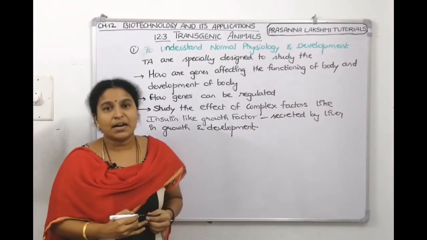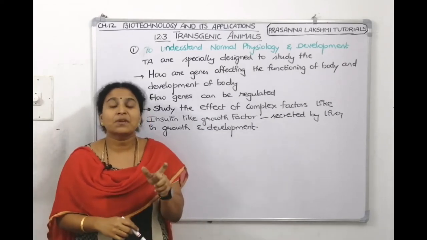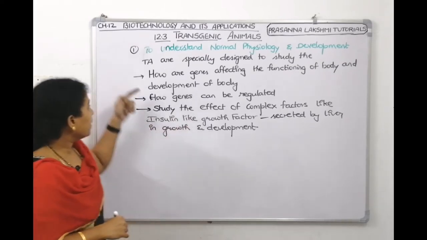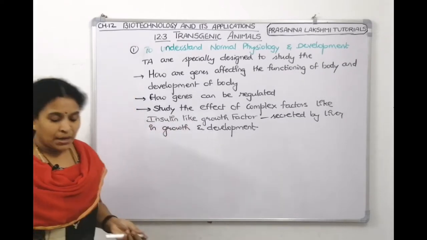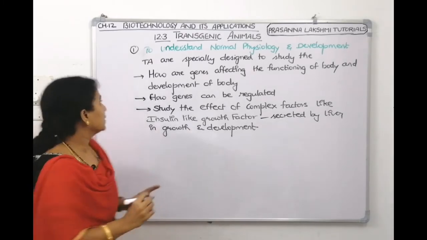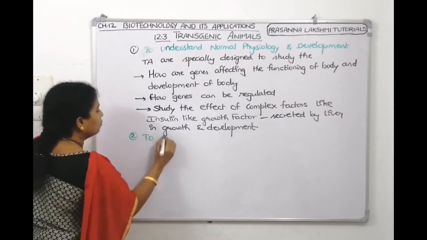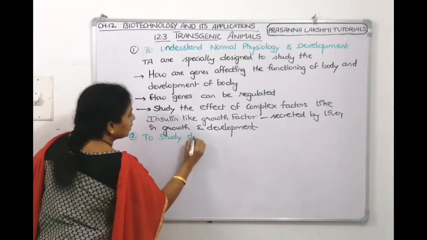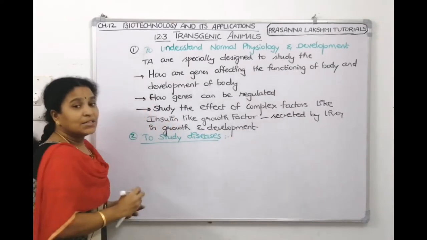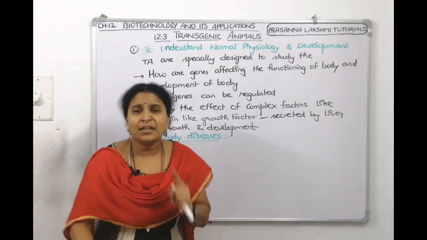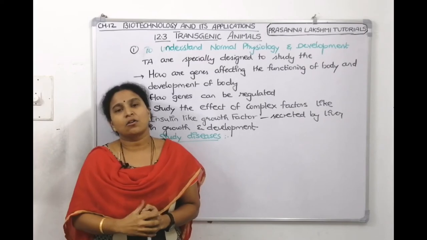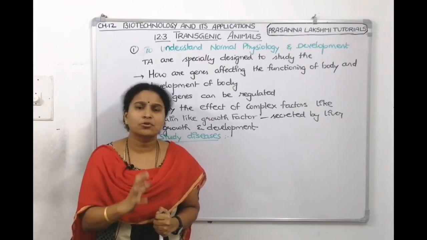This is our first point. What are the advantages of transgenic animals? Transgenic animals will help us to study normal physiology and normal development. Under that, we have listed 1, 2, 3 points. Now, what is the second role of transgenic animals? To study diseases. Many transgenic animals are designed to increase our understanding of how genes contribute to diseases.